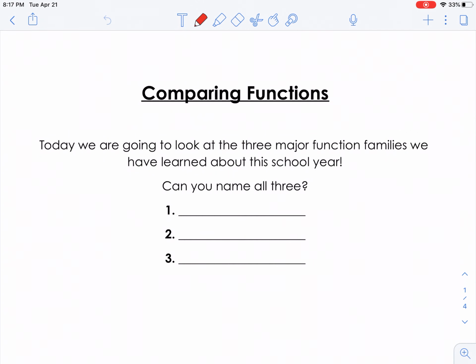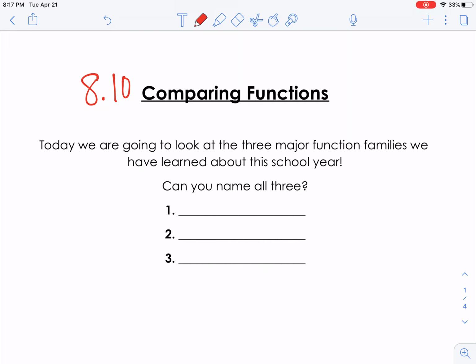All right, everyone, the end of Chapter 8 is here. This is Lesson 8.10. It's actually an extension lesson. It's really a wrap-up of the three major types of functions that we've learned this entire year. So we stick it at the end of Chapter 8, but it's really its own chapter in itself.